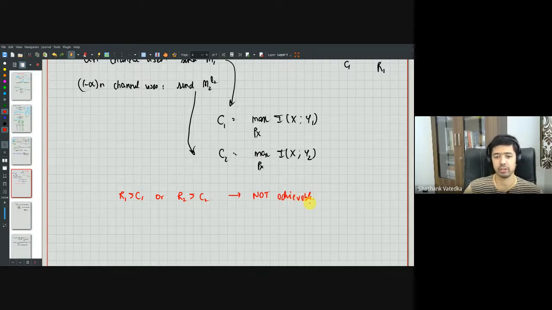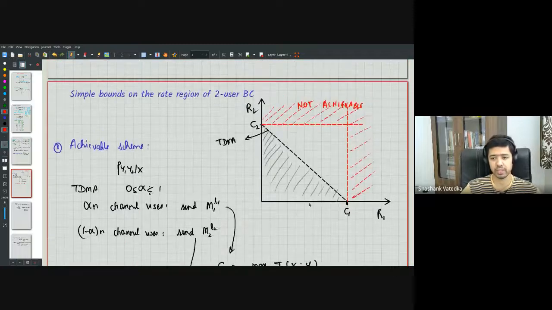Okay. So anything else? Can we do something else too? So now there's a bigger gap between these two regions. We don't know if any rate pair in this region is achievable or not. Can we get some other outer bound? Can we say that something else is not achievable?